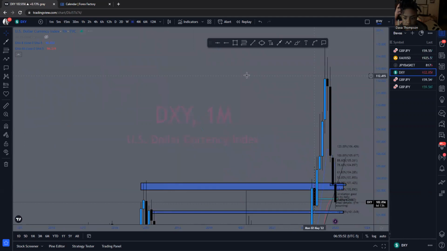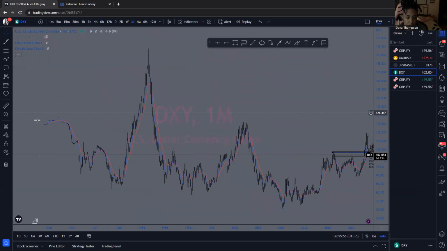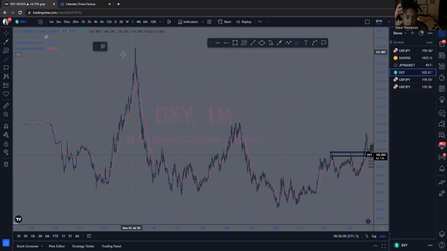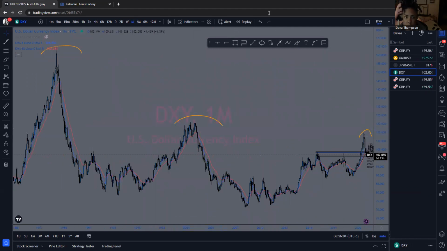Speaking of the dollar, we've been in a downtrend ever since the inception of the dollar. Who is surprised? Not me. All right. Happy trading, everybody.